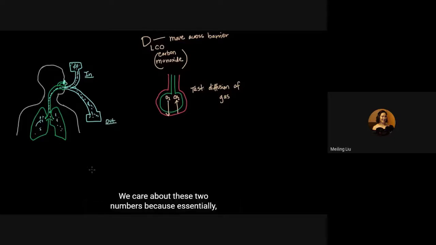And we'll care about these two numbers because essentially how much he took in minus how much came back out equals however much went into his bloodstream. So that's the amount that was diffused across.